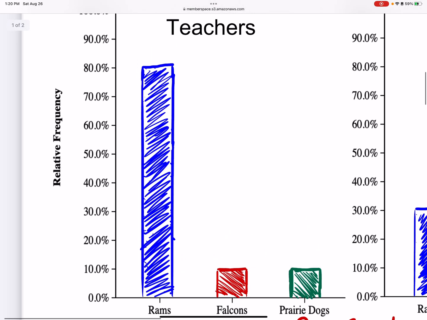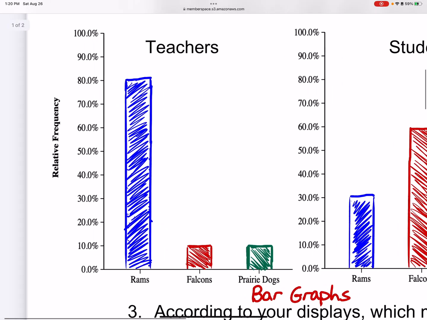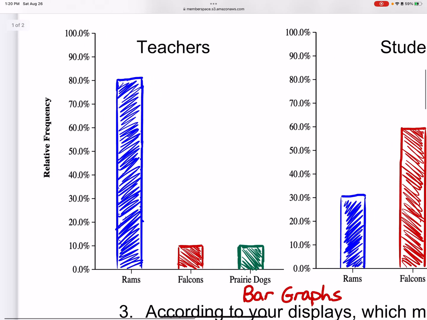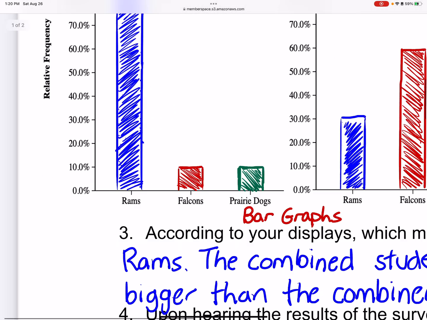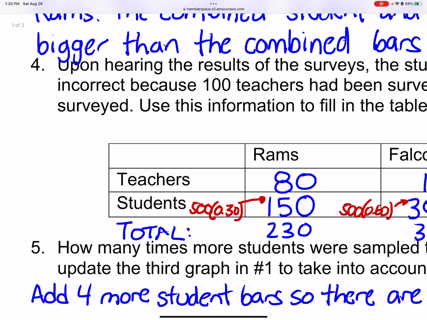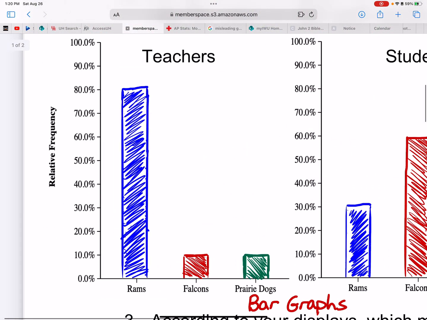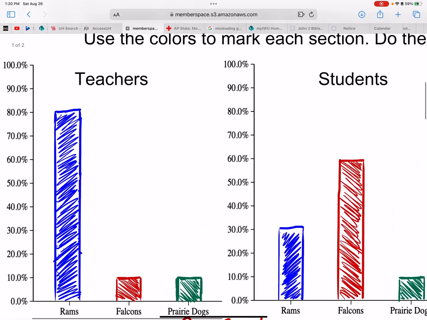More teachers, this is teachers, more teachers like the Rams and the Falcons. But I cannot say more teachers like the Rams than students like the Rams. Because when I look down here, there's 150 students that like the Rams and only 80 teachers, because this is a percentage. And I only have 100 teachers and I have 500 students.